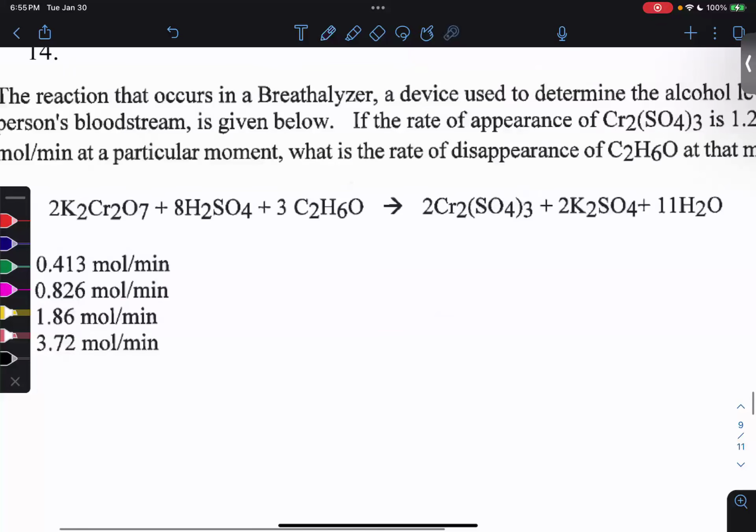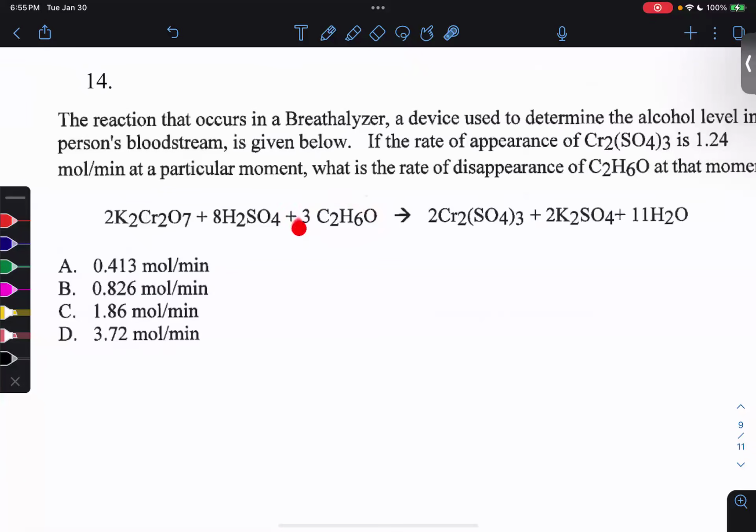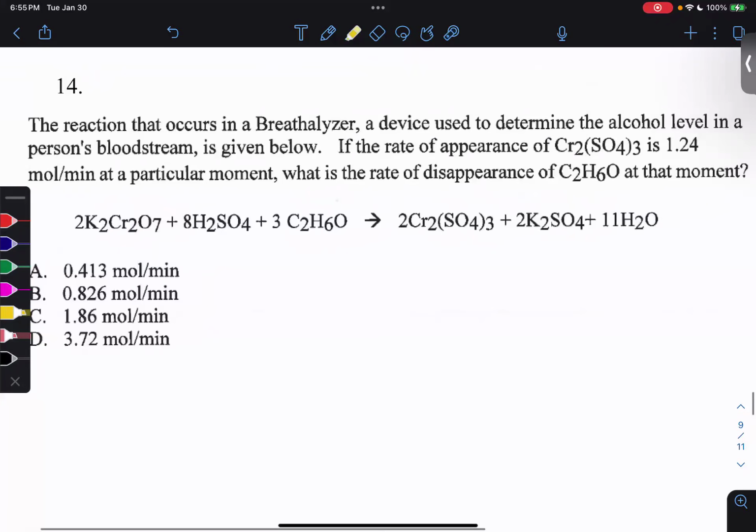Where for every 3 of these that are consumed, you have to make 2 of these at the same time. For every 2 of these that are consumed, you also have to make 2 of these at the same time. You can just use stoichiometry. So I'm giving you that the rate of appearance of chromium 3 sulfate is 1.2 molarity or moles per minute. What is the rate of disappearance of a reactant? In this case, it's this compound. So this is the relationship that I want to use.